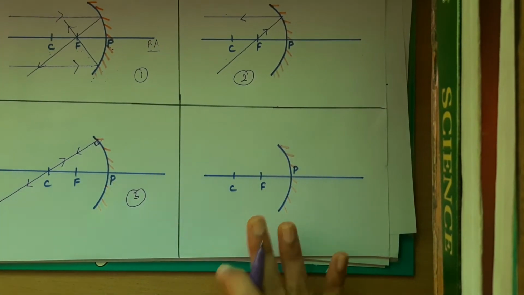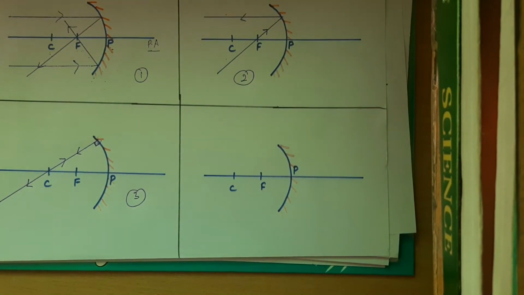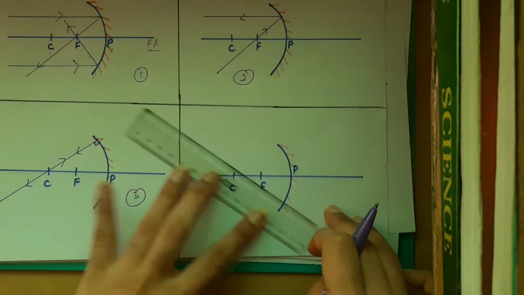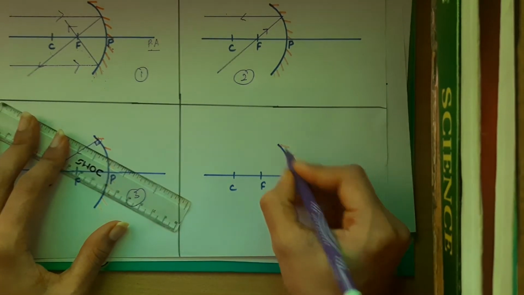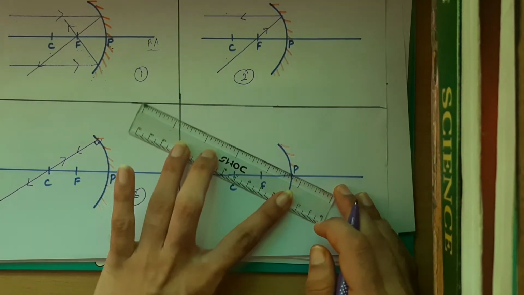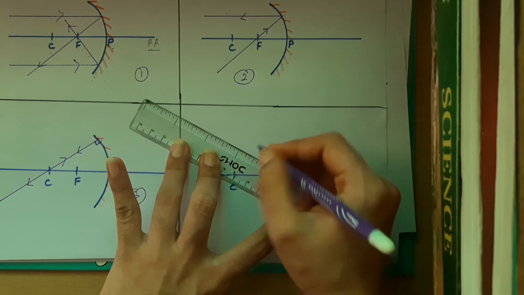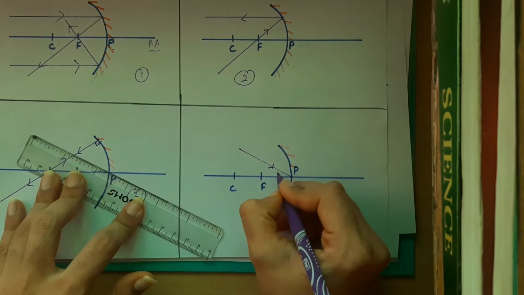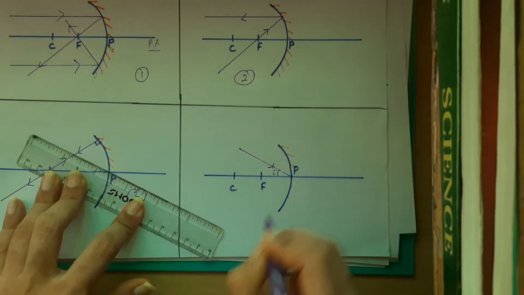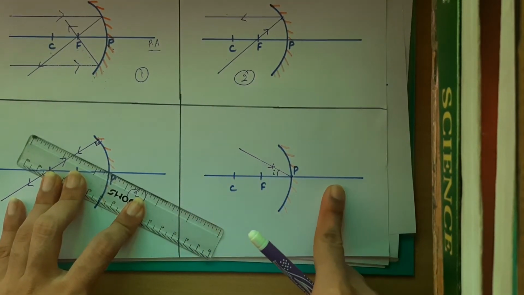Moving on to rule number 4. Rule number 4 is if the light is coming obliquely and striking at the pole. I am considering only the pole because I am taking the pole as the center of the mirror. So let's say the light is coming like this, obliquely, and striking the pole. It makes some angle I with the principal axis, and this principal axis is acting as my normal.